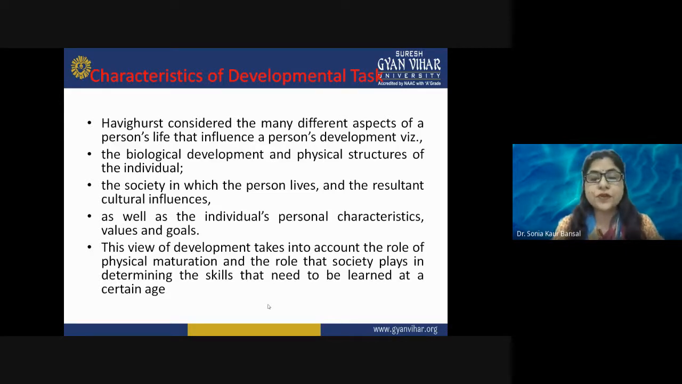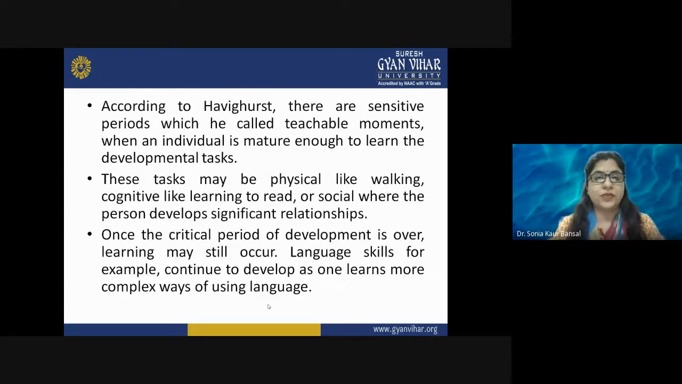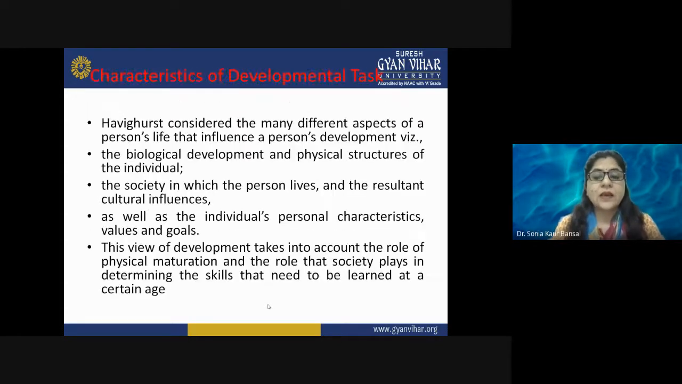So, this view of developmental tasks takes into account the role of physical maturation as well as the role of society in determining the skills that need to be learned at a certain age. Maybe it is childhood, adolescence, adulthood, or old age.